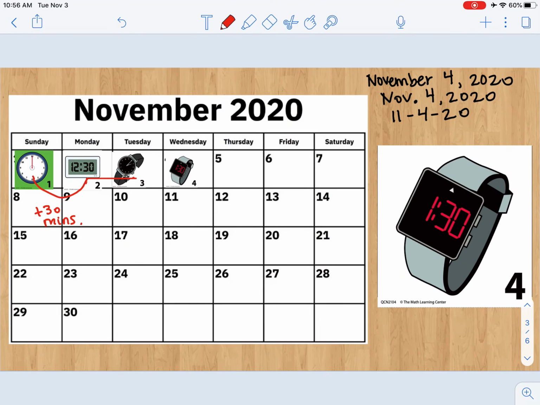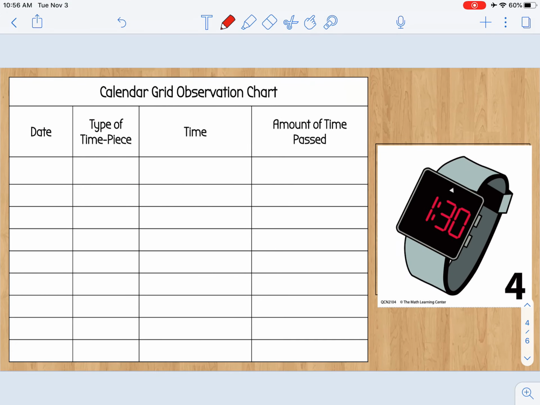So I can fill that in. We went from 12:30 to 1 o'clock, adding another 30 minutes. And now let's look at going from 1 o'clock to 1:30. How much time has passed from 1 o'clock to 1:30? If you said another 30 minutes, you are correct. Excellent work. So let's go ahead and take a look at our observation chart for November.